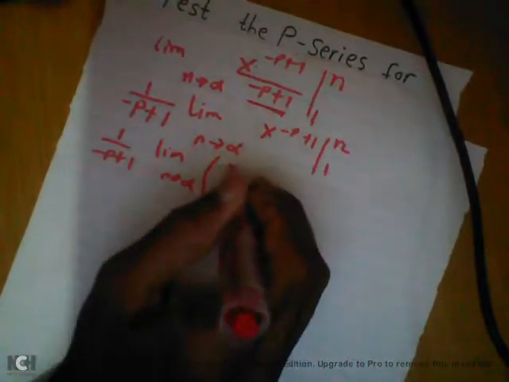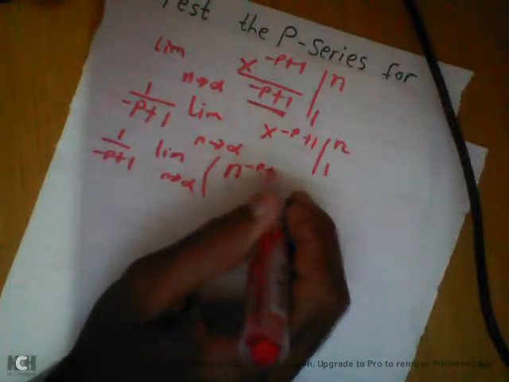So this is going to be n^(-p+1) minus 1^(-p+1). But we know 1 to the power of anything is equal to 1. 1 to the power of 1000 is equal to 1. 1 to any power is equal to 1. So all this stuff here is completely equal to 1.